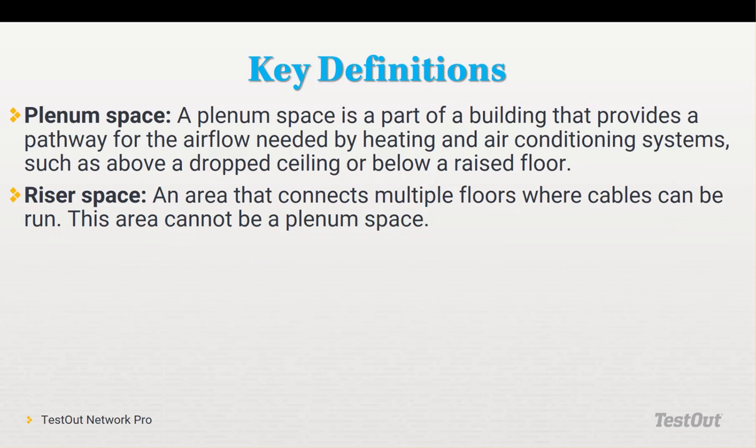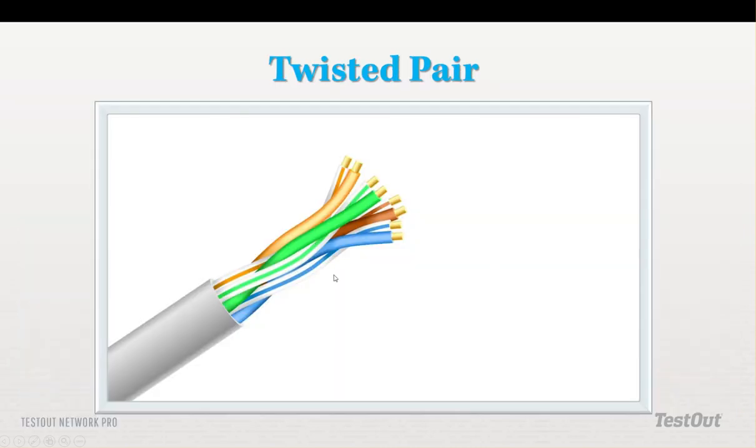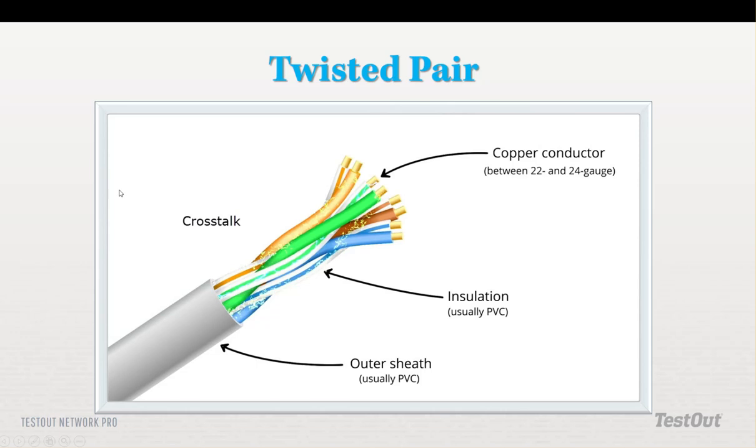And again, we talked about plenum space, which provides a pathway for airflow needed by heating and cooling systems, and it's a drop ceiling space or a raised floor. Riser space is going to connect different floors. So here you see the plenum space up top, and it can also be on the bottom as said. And this is your twisted pair. Notice that there are 4 pairs or 8 wires altogether. This is solid, and you can see that there's crosstalk that can be in here. This is why the tighter the pairs are wrapped, the better protection against crosstalk.